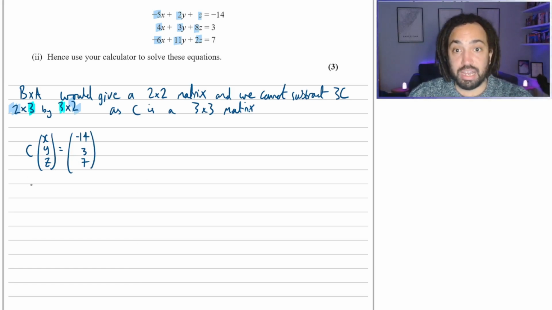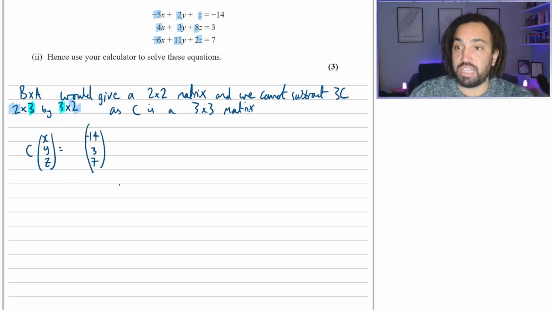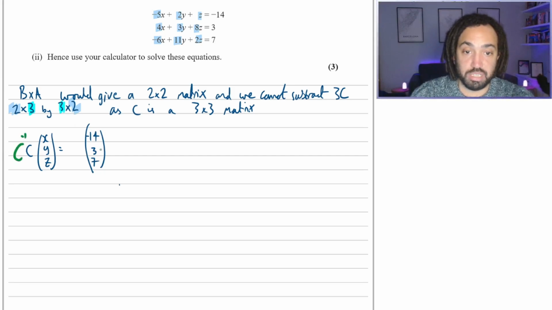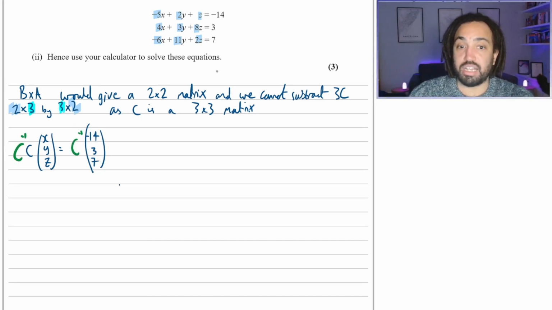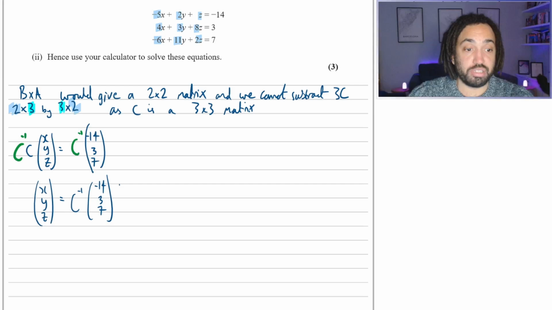Okay, now I can apply the inverse function to both sides. And let's see what will happen if I were to do that. Let's just give myself a little bit of space here. There we go. So if I was to apply the inverse function, which is c to the minus 1, to both sides, then c to the minus 1 times c cancels out, and I'm just left with my x, y, z, which is my solution to the equation. And here I've got to do the inverse function of c multiplied by minus 14, 3 and 7. Okay, we need our calculators to do this.